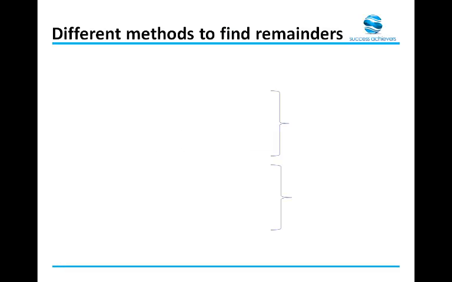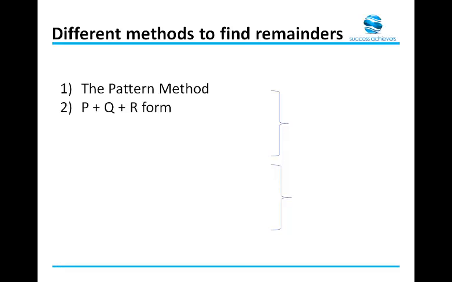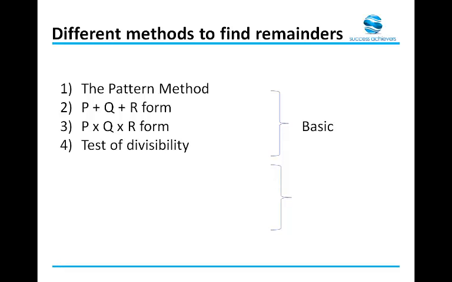So let's talk about the different methods to find remainders. First method, that is the pattern method. Second, P plus Q plus R form method. Third, P into Q into R form. Fourth, test of divisibility. Now remember, these are the basic rules or the basic formulas to find remainders.